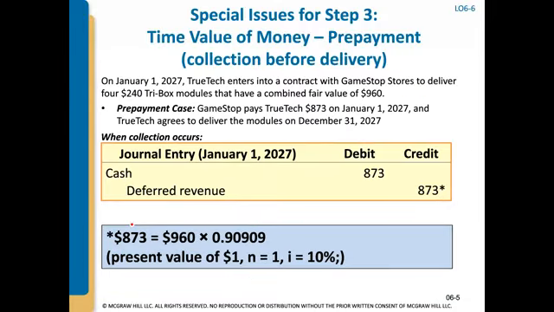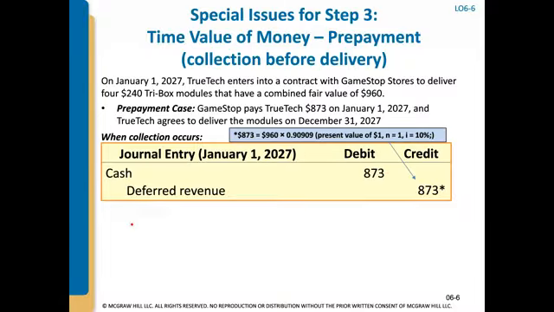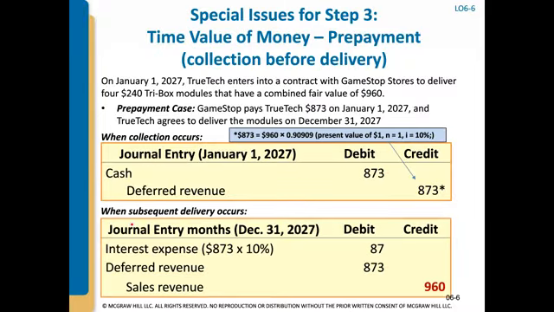So the entry that we're going to record on January 1 when they receive the cash is they're going to debit cash, $873, and they're going to credit deferred revenue for that amount. And that's going to be a liability, right? Because TrueTech is receiving this cash in advance and they have not yet satisfied their performance obligation by delivering that product. Now let's look at what happens on December 31st when the product is actually delivered.